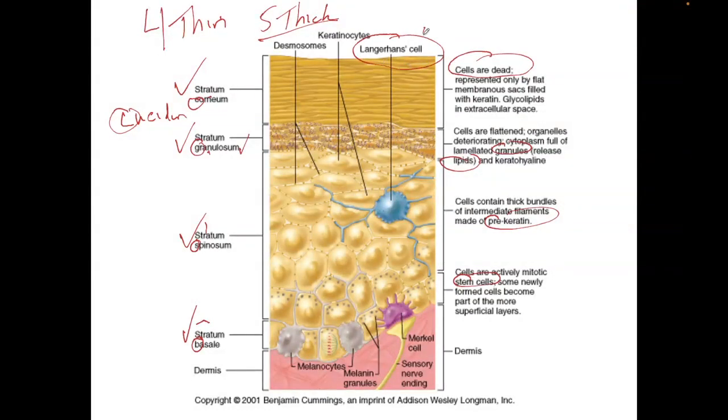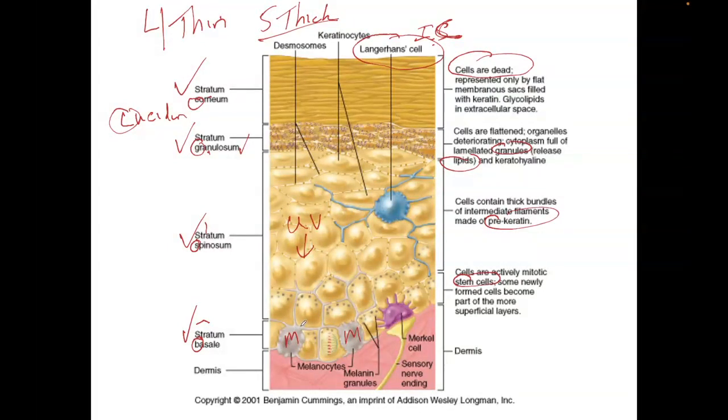Langerhans cells. These are immune cells. Right here, melanocyte. I'll put an M here for melanocyte. What do melanocytes do? When the UV rays are coming down, we don't want them to damage your stem cells.